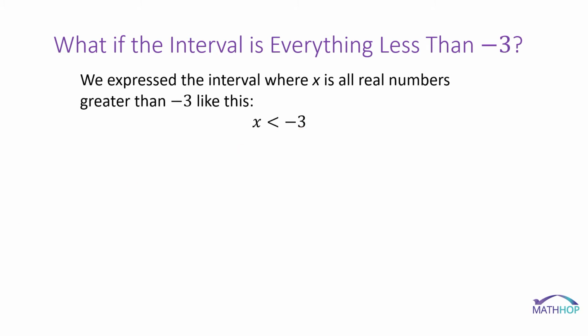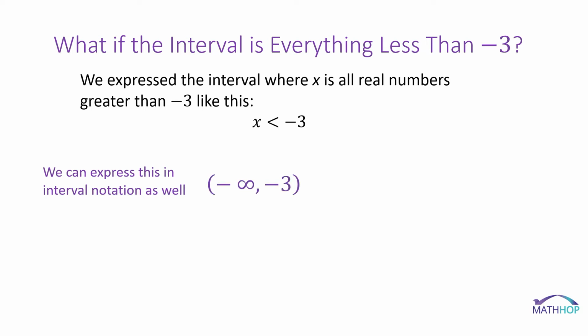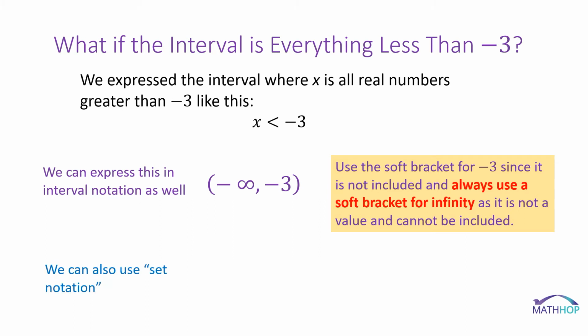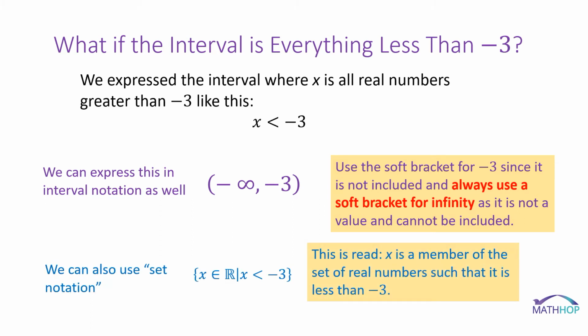And as you might imagine, we can do it in set notation, but what we have to do this time, if everything is less than -3 is included, we are going not to infinity, but we are coming from -infinity. So we go from -infinity to -3, not inclusive, so soft brackets on both. Remember, infinity and -infinity can never have a hard bracket. They're never included. And we can use set notation as well. Simply say x is a member of the set of real numbers such that it is less than -3.